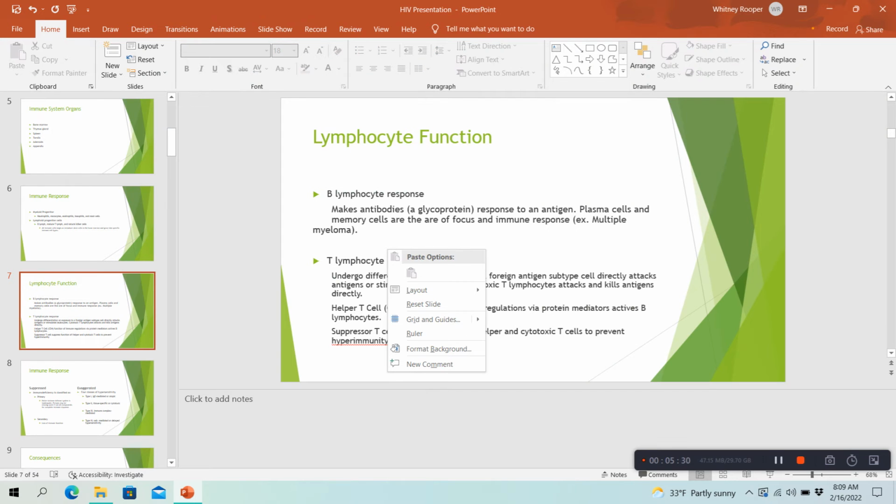The next time that same pathogen enters our body, the plasma cell's memory cell, you got it. Memory cells remember it, and they put out those antibodies in response to it. So they're quicker, and they last longer in our system.